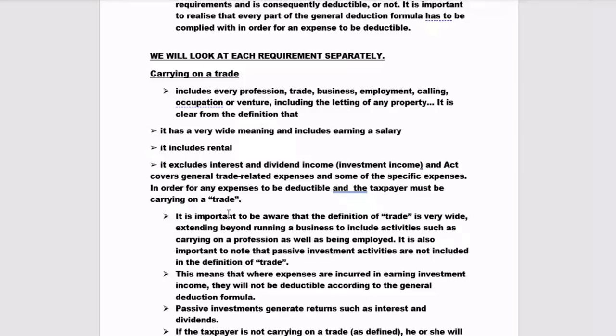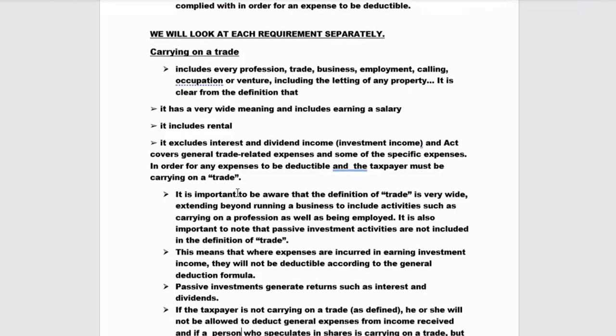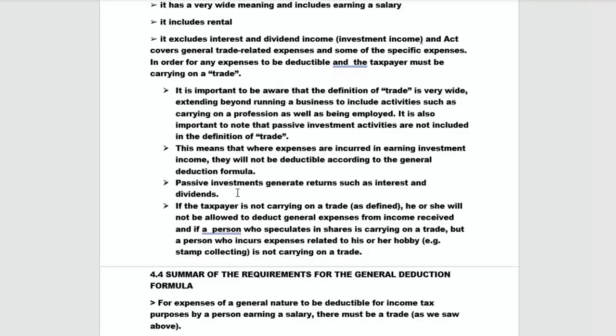It has a very wide meaning. It includes any salary and rentals, it excludes interest and dividends, and it covers general trade-related expenses and some specific expenses. In order for any expense to be deductible, the taxpayer must be carrying on a trade. So trade is the core item there. Once you realize that there's a trade, I don't think you will have trouble identifying whether it is relevant.